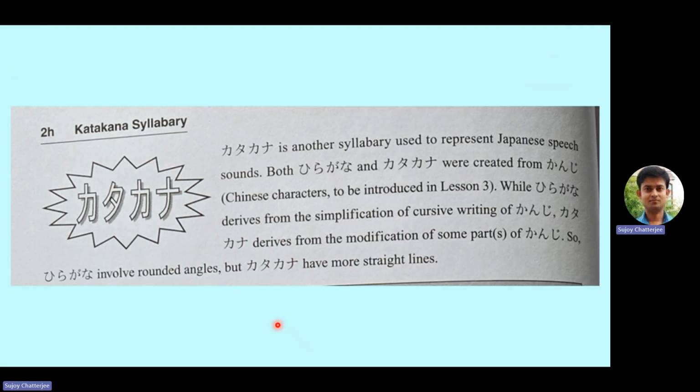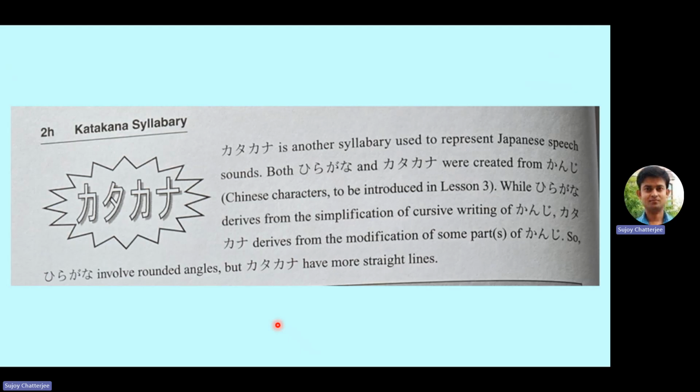While hiragana derives from the simplification of cursive writing of kanji, katakana derives from the modification of some parts of kanji. So hiragana involves round angles, but katakana has more straight lines. Very straight and sharp edges you will see in the katakana characters, whereas in hiragana you will see more rounded characters, or some kind of cursive writing. So this is the structural difference between hiragana and katakana characters.